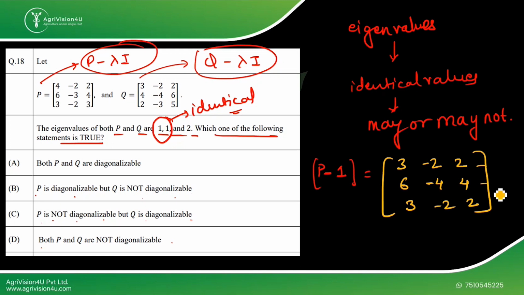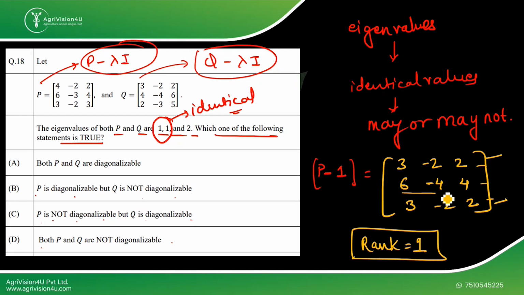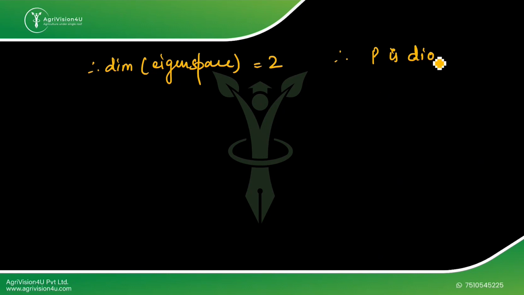You will see all of the three rows are dependent. It means you will only get rank 1. I think this is very basic. You can easily see that the first row and the last row are similar, and you can get the second row by multiplying the first row with 2, right? So we only have rank 1 for this matrix. Now, the dimension of this matrix, or we can say the eigenspace, is 2. So we can conclude that P is diagonalizable, right?